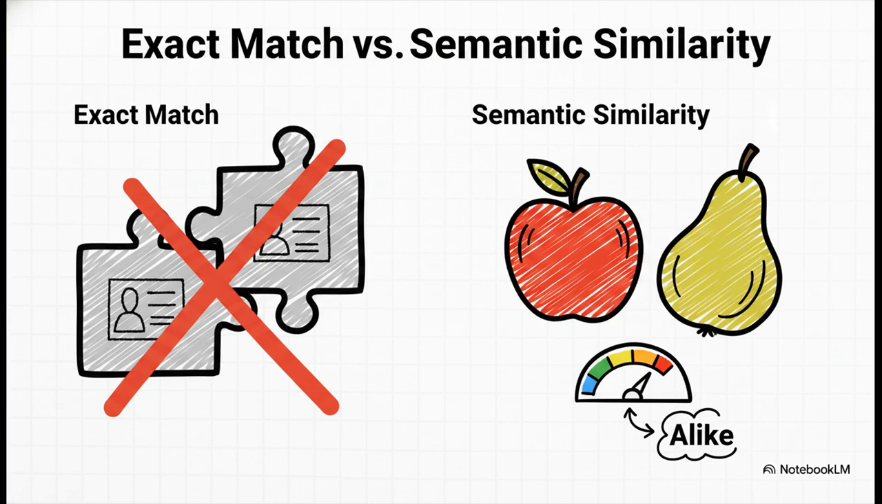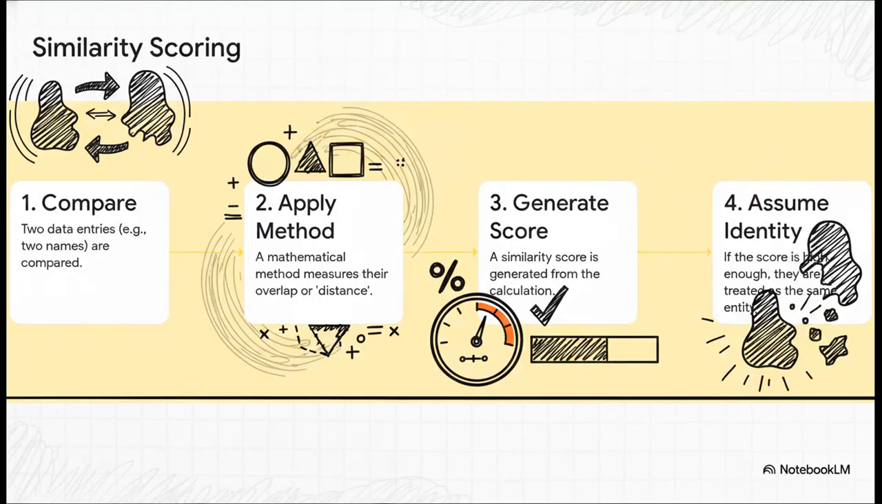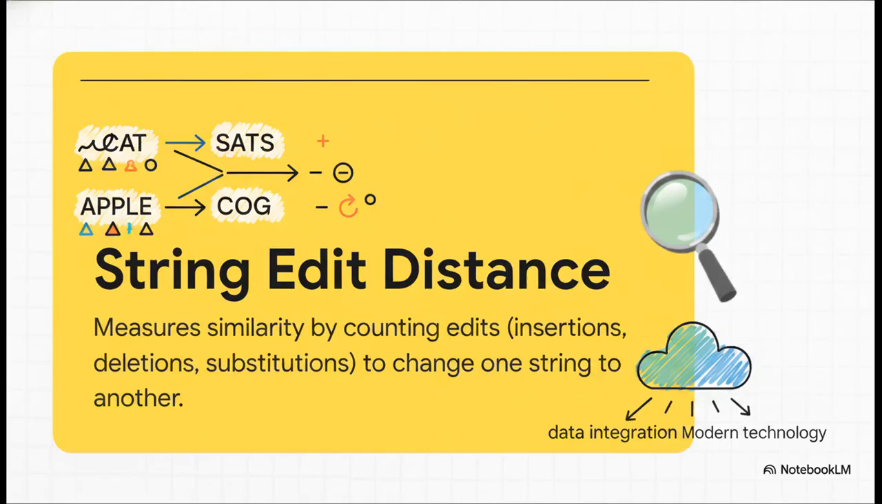Instead of searching for an exact match, we teach computers to measure something called semantic similarity. In other words, they learn to calculate a score for how alike two things are, not just literally, but in meaning and in context. Here's the basic breakdown of how that scoring works. First, the system compares 2 entries, like those names we saw. Then, it uses a mathematical formula to measure the distance between them. That generates a similarity score. And if that score is high enough, let's say over 95%, the system just goes, yep, that's the same thing, and merges them.